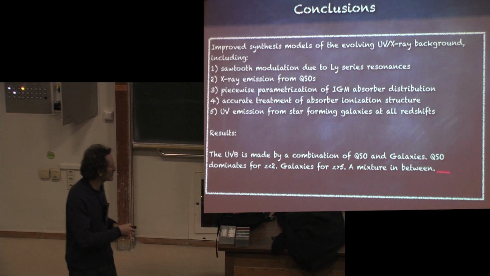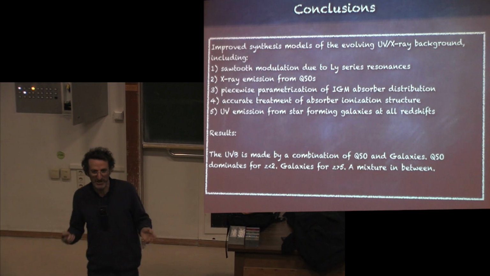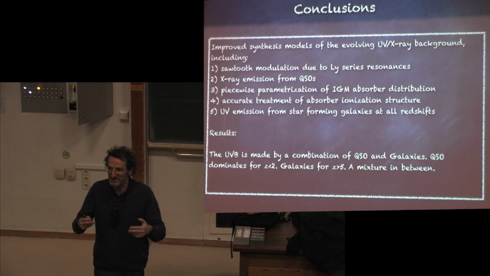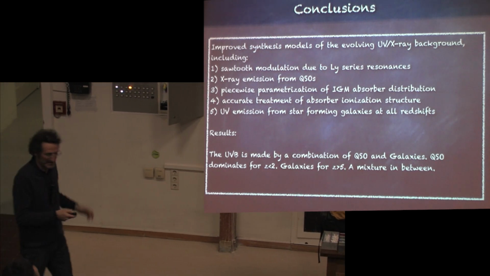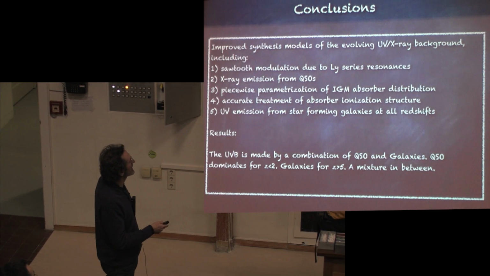This is something that, when I started this work some 20 years ago, was strange to see: quasars are local sources and galaxies are high redshift sources. But I see that this is the case.